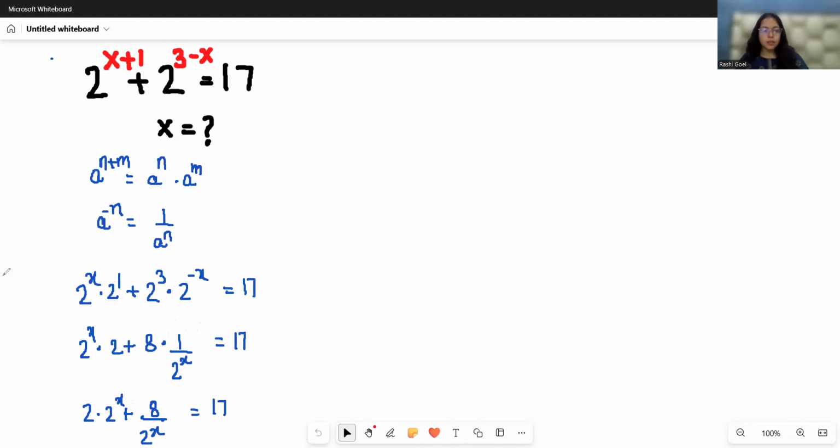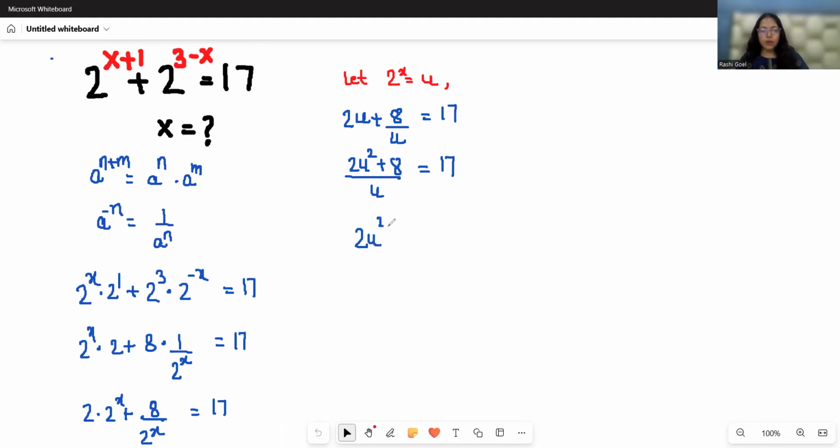Now I am going to take a substitution, that is, let 2 power x equal u. So let's substitute. So 2u plus 8 by u equals 17. Now if I take the LCM, it becomes 2u square plus 8 equals 17u, we can say. So 2u square minus 17u plus 8 equals 0.